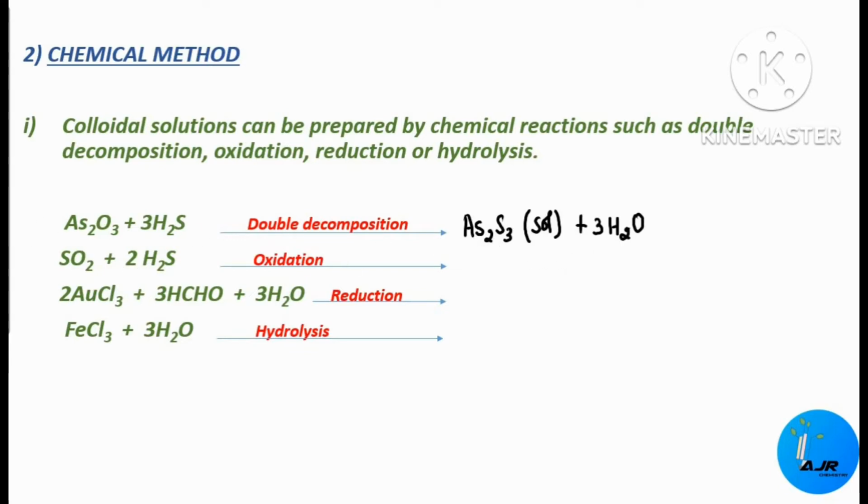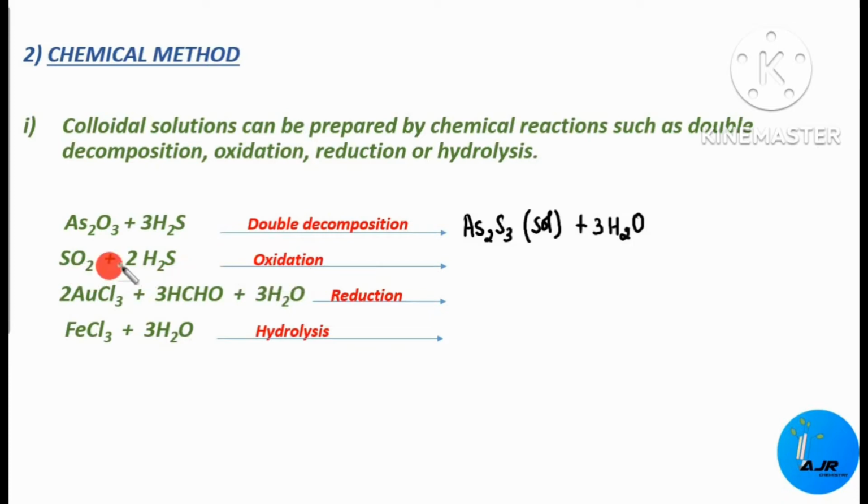Okay, so here we are getting exactly a new product. That's what is happening in double decomposition. These two reactants are interchanging their positive and negative ions, and thereby they give two new products. Okay, so this is what double decomposition means. And the next one is the oxidation process.